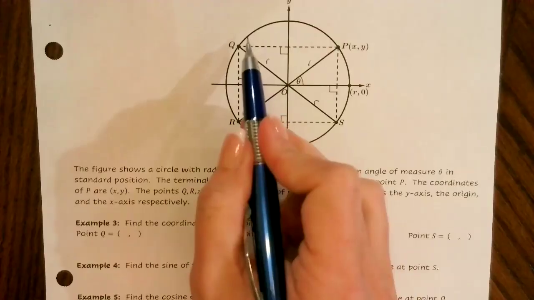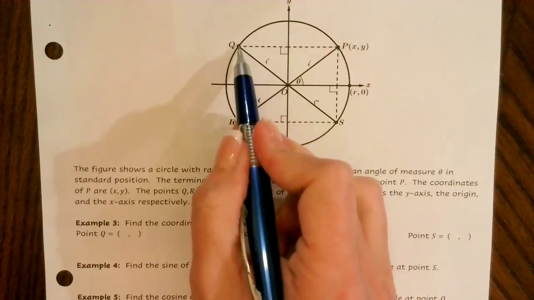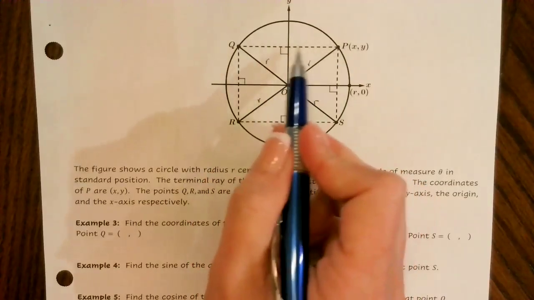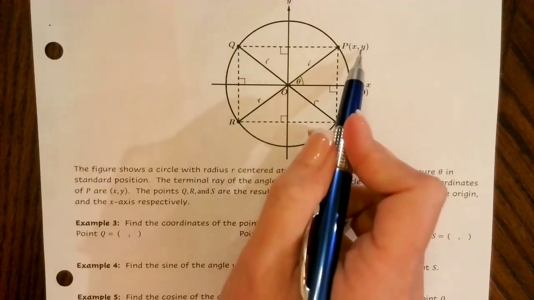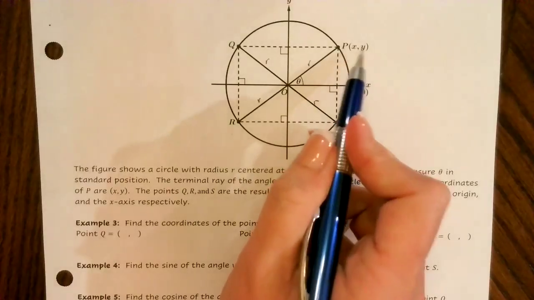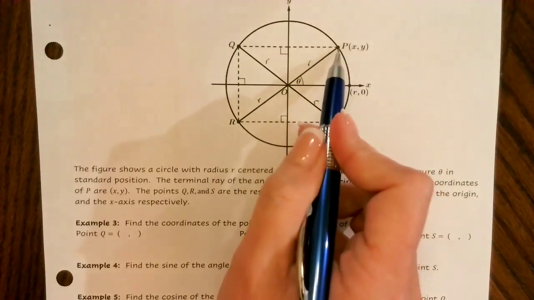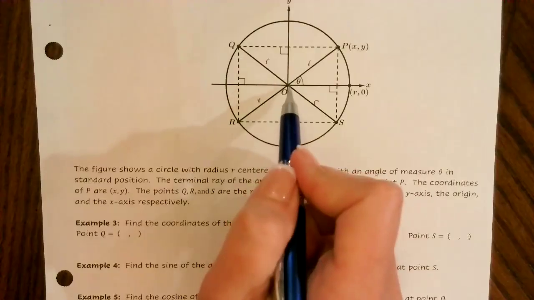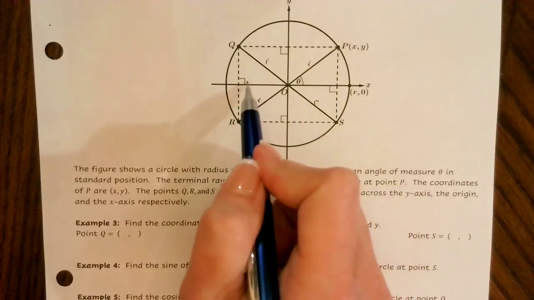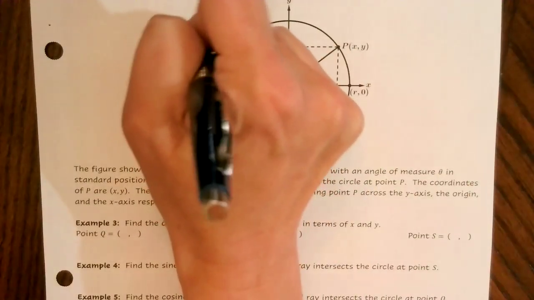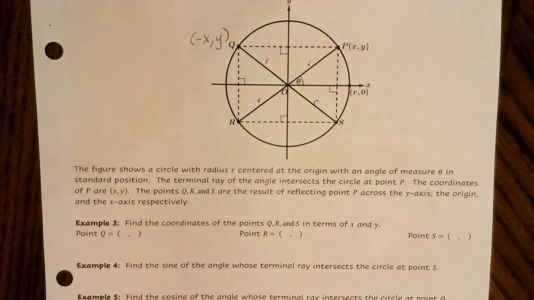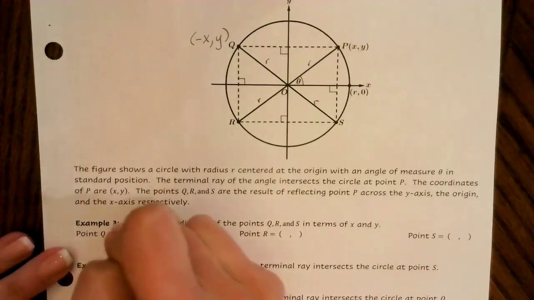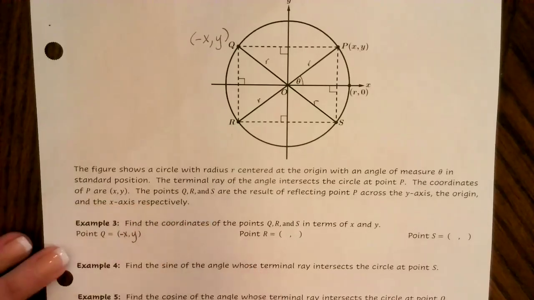This is a reflection across the y-axis, and so the y values are all the same along this horizontal line. So I know I'm going to have the same exact y value. The change is going to be in the x. Since it reflected over here, we know that the x values are positive on this side and negative on this side. So this would be a negative x, positive y. So my point Q is negative x, positive y.